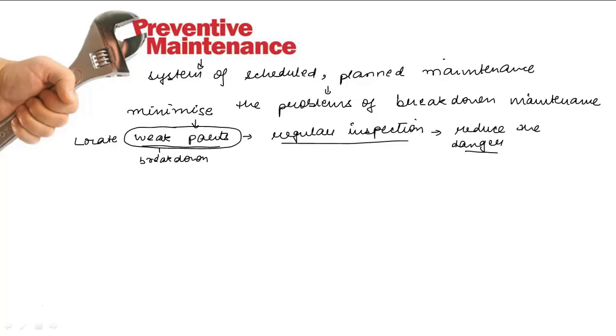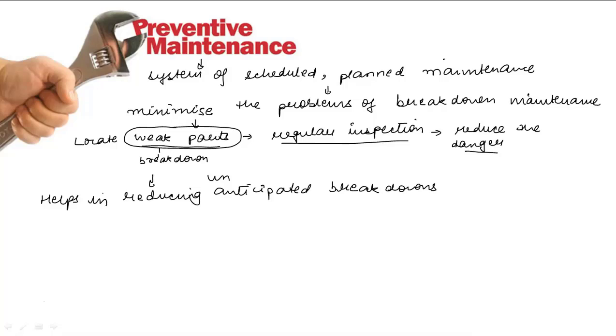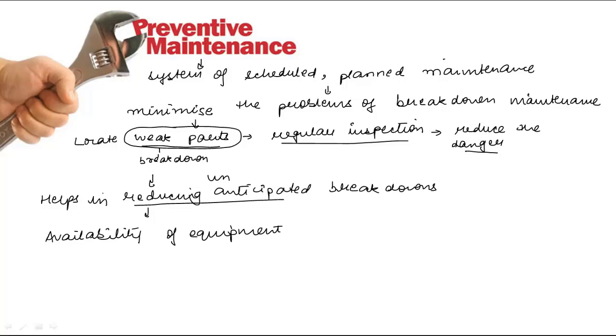So what does this help with? It helps in reducing unanticipated breakdowns. By this, what is going to happen? If the unanticipated breakdowns reduce, then the availability of equipment is going to rise. After that, they are going to maintain the optimum productivity or production efficiency.